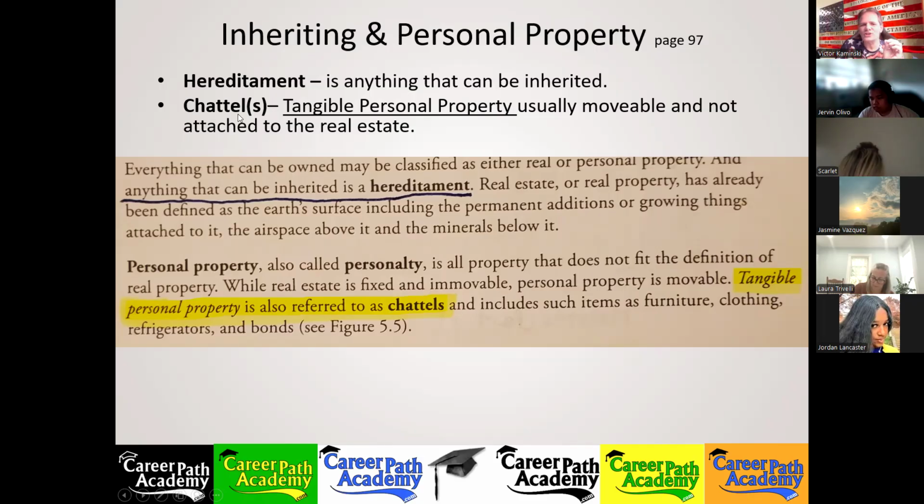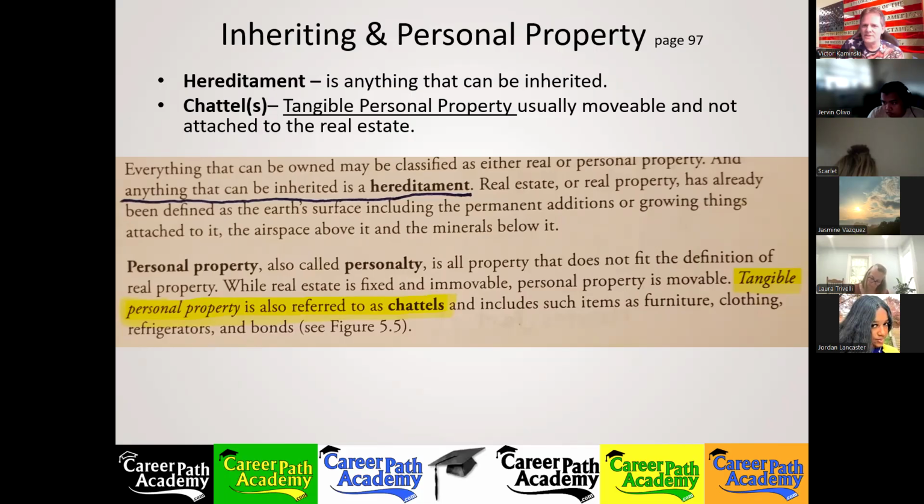Chattel or chattels. Sometimes you see it with an S, sometimes without. This is a word you need to know. Add it to your definition list. It'll be on both exams. Chattel or chattels is tangible personal property. Don't get lazy and say chattel is personal property because that would be wrong. Because there's also intangible personal property. Chattel is specifically tangible personal property.